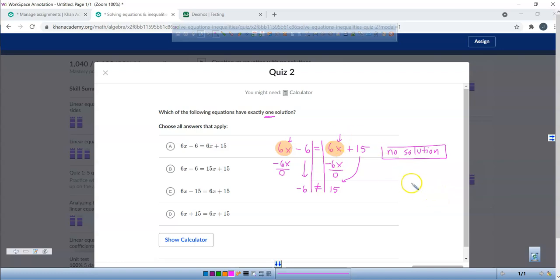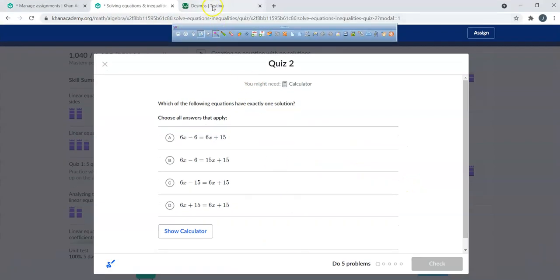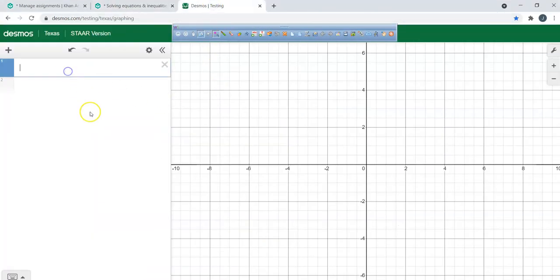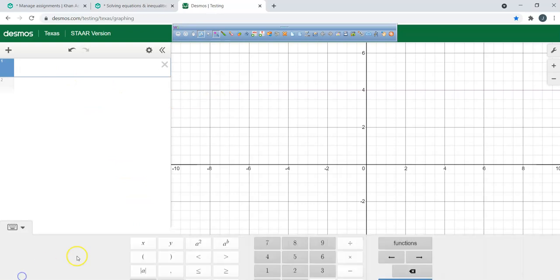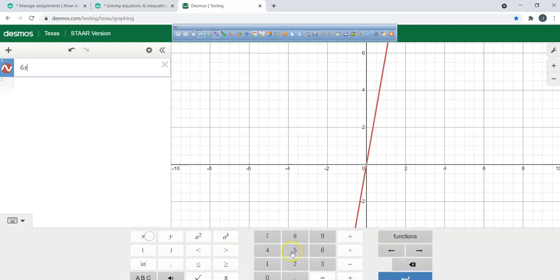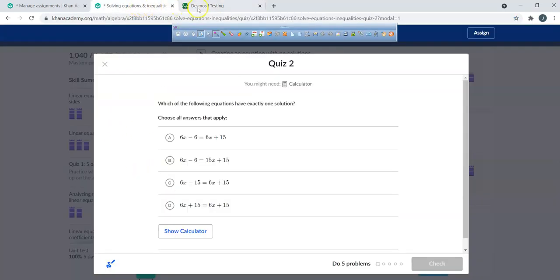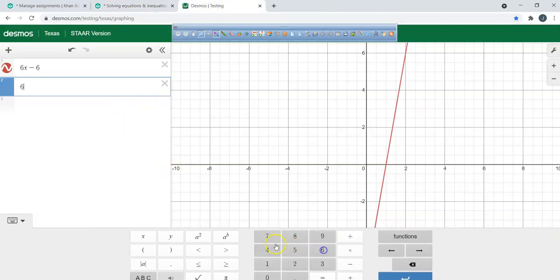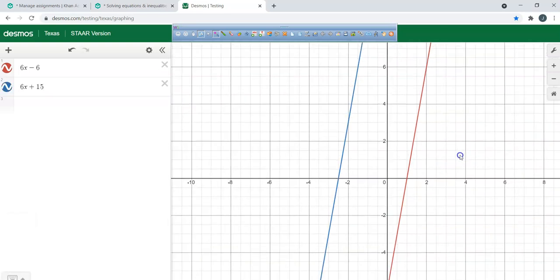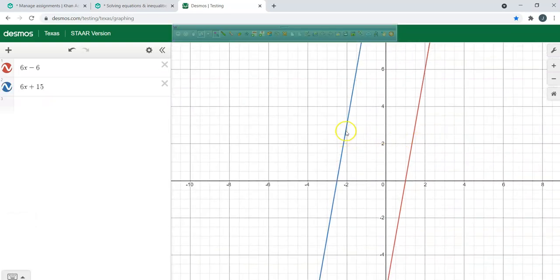So maybe you can see this visually, okay? Please go to Desmos. I want you to type in 6x minus 6, and it graphs a line. And I want you to type in 6x plus 15. What do you notice about these two lines? What do we call those lines? Those are called parallel lines.